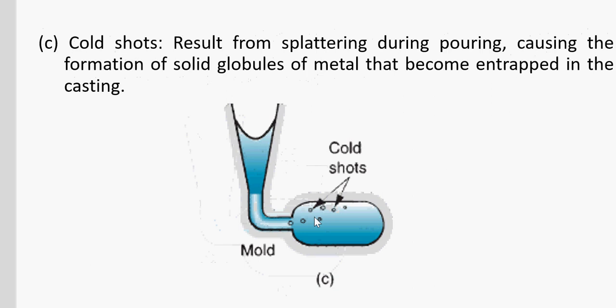You also have cold shots, so you can see small globules. These are not entrapment of oxygen or air. It's like solid objects being formed within the cast. So these are called cold shots.